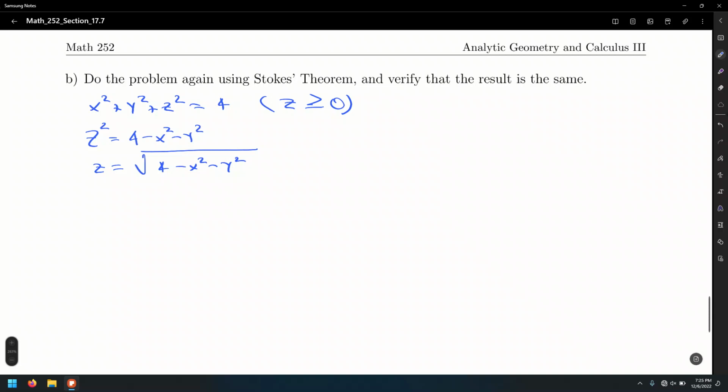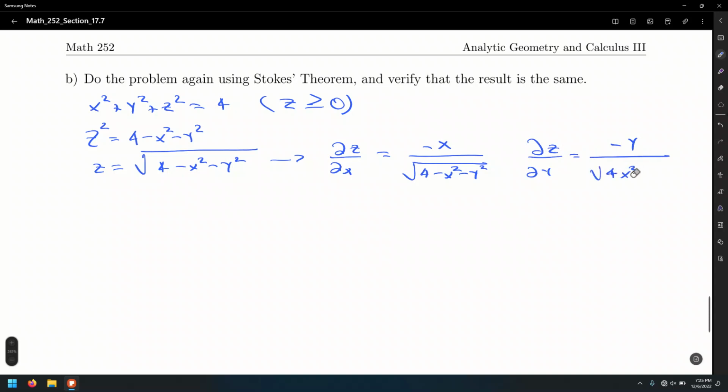Okay, what's next? Well, take the partial derivatives that we need. So that's the partial of z with respect to x. And actually, we already did something similar to this. That's going to be negative x over the square root of 4 minus x squared minus y squared. And the partial derivative of z with respect to y is negative y over the square root of 4 minus x squared, oops, forgot the minus y squared. We got almost everything we need.